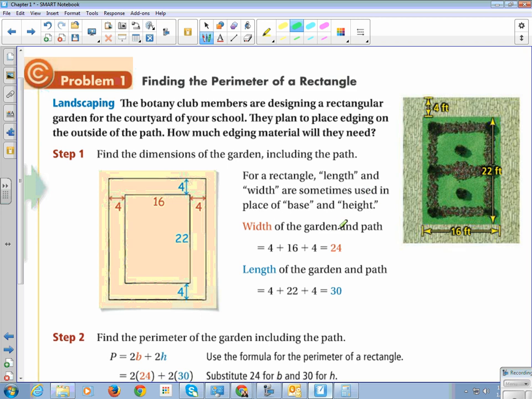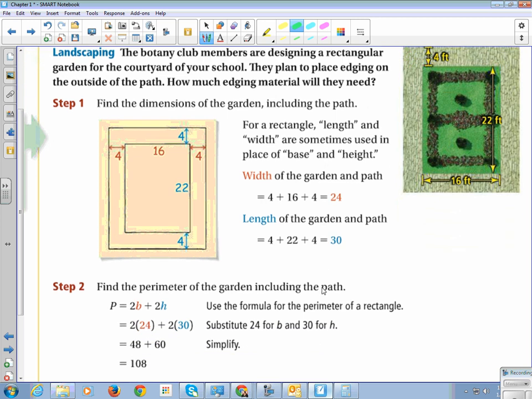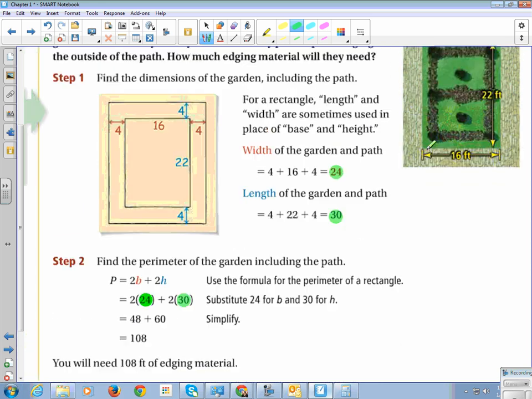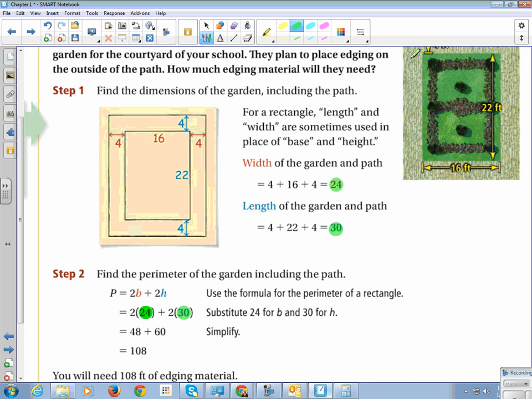So the width of the garden and path is 4 plus 16 plus 4, which is 24. The length of the garden and path is 4 plus 22 plus 4, which is 30. So now the perimeter of the entire garden is 2 times the length plus 2 times the width, and that's 48 plus 60. You add them together, it's 108. So you need 108 feet of edging material to go all the way around.